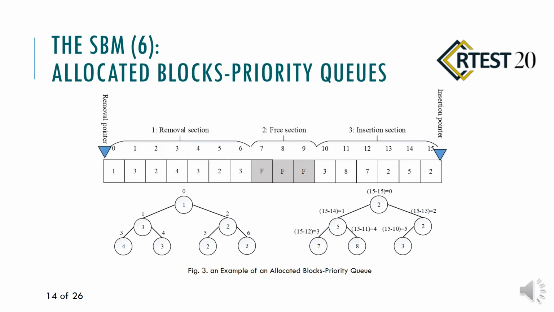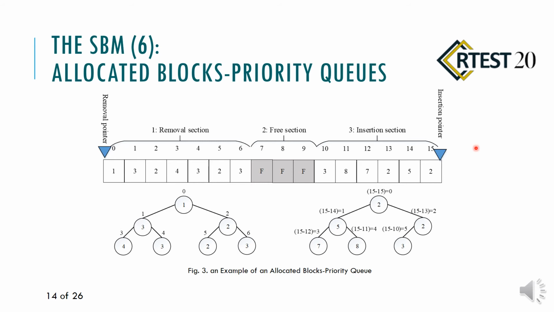This slide shows an allocated blocks priority queue, which typically contains two separate min-heaps. Newly allocated blocks' metadata is inserted into an insertion min-heap, and victim blocks are selected from the removal min-heap. When the last element in the removal min-heap is removed, the removal min-heap and insertion min-heap will be swapped if the queue is not empty. A point should be noted here.